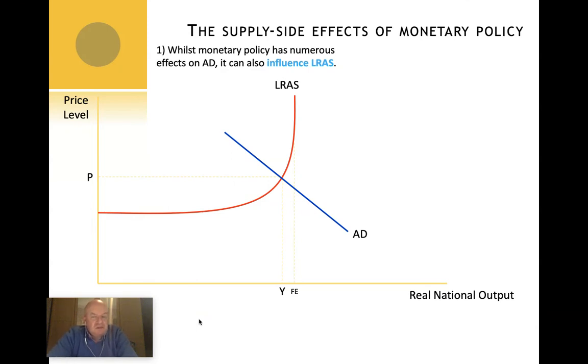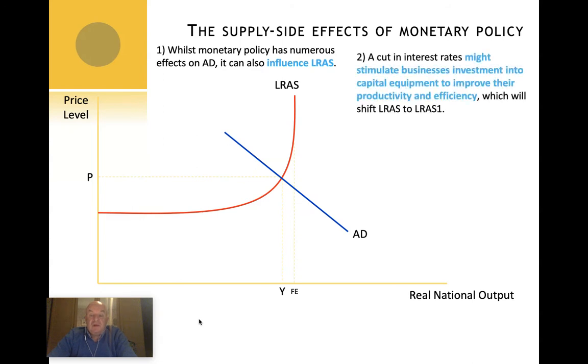So in this instance then, looking at the supply side effects of monetary policy, okay? So clearly monetary policy, depending on whether it's expansionary or contractionary, is going to have an influence on aggregate demand. And in some cases it can also influence long run aggregate supply too. Let's just take a look at a scenario and see how this might work, okay? So let's assume in this case that the monetary policy is going to be expansionary. There's been a cut in interest rates.